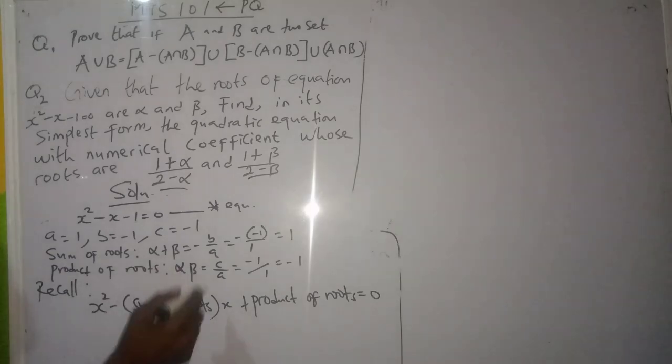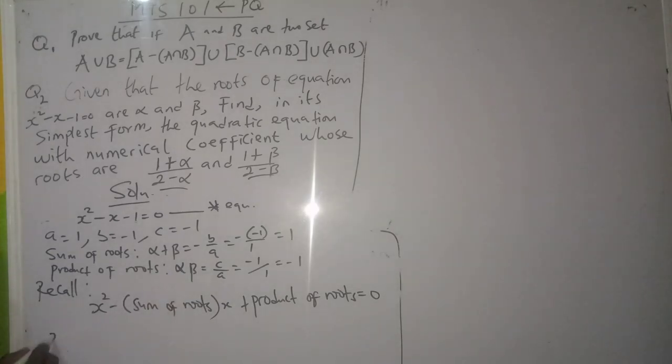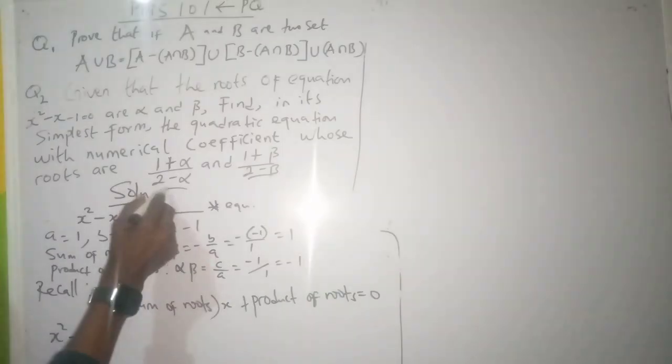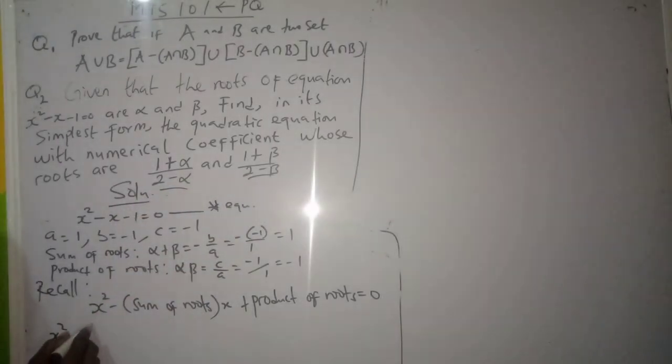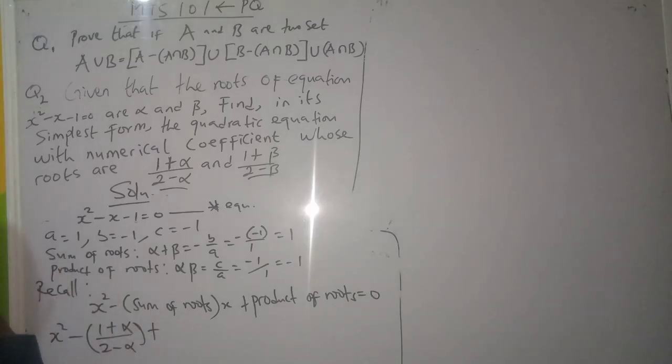So this is another root they gave us. So we are going to solve for it here. So when you talk about the sum of roots here, what are the roots? This is the first root, this is the second root here. So you sum it, that's the meaning of sum. So let's input it here. 1 plus alpha over 2 minus alpha plus 1 plus beta over 2 minus beta. You sum this root, that's the meaning of sum.